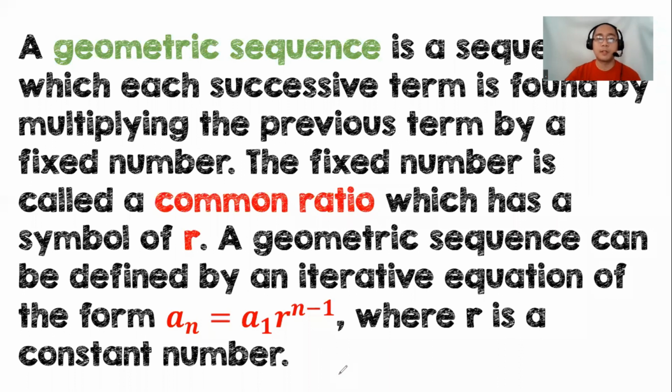The fixed number is called the common ratio, which has a symbol of small letter r. A geometric sequence can be defined by an iterative equation of the form a sub n equals a sub 1 times r raised to the power of n minus 1, where r is a constant number.